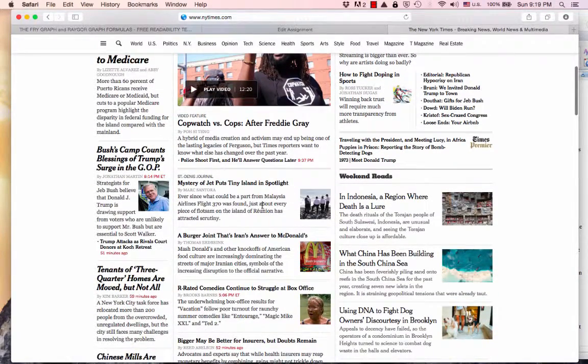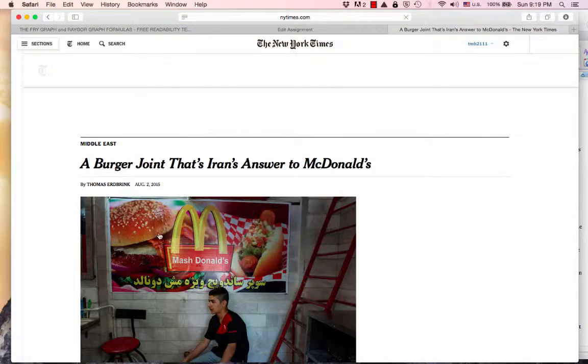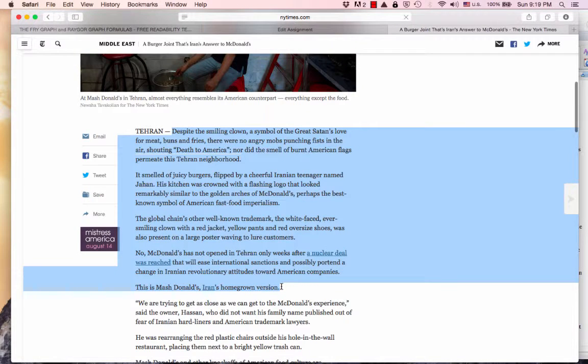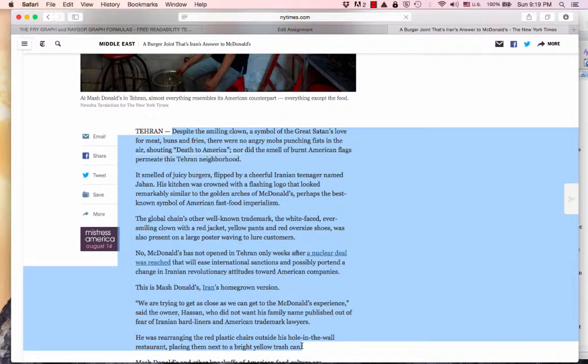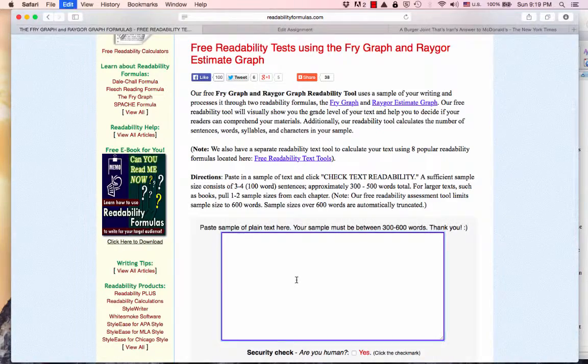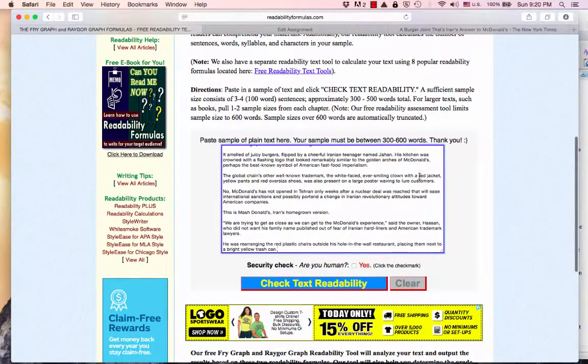Let's see. I did enough on airplanes today, so let's talk about hamburgers. I'm going to copy a source of text. You ideally would like to pull something from, for example, a history book or something from English class that a middle schooler or a high schooler might be using. And we're going to put that into the readability calculator. This says 300 to 600 words. And I check the checkbox. And I check the readability.